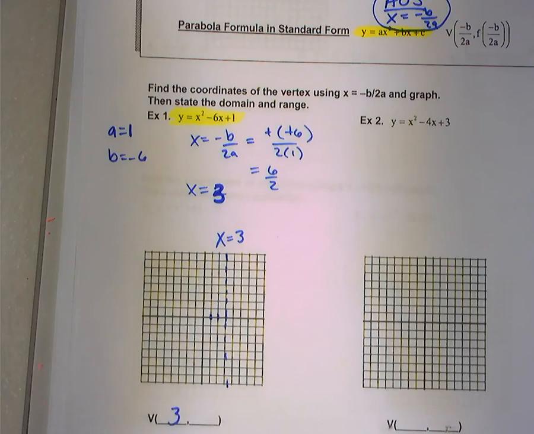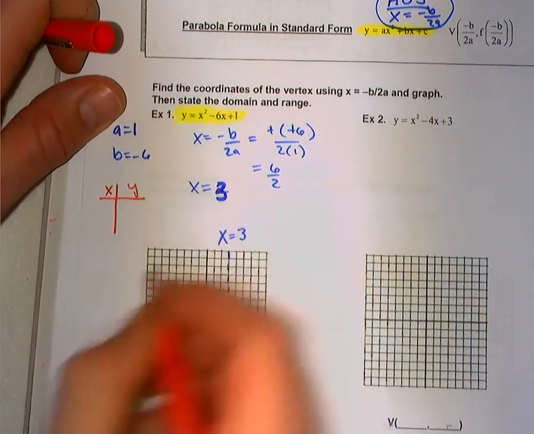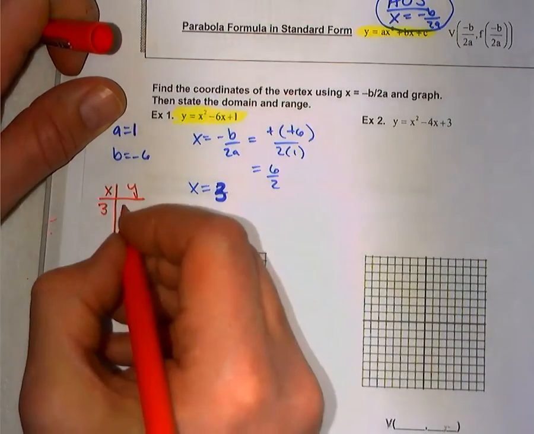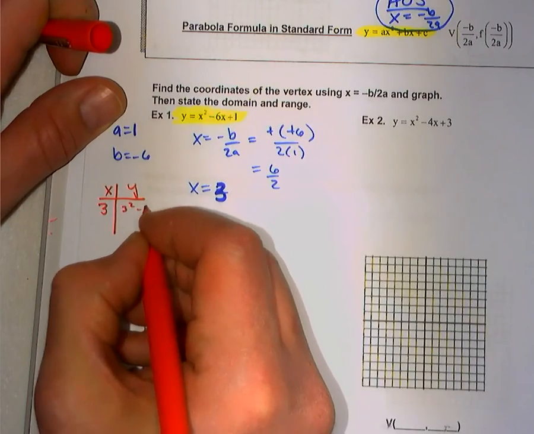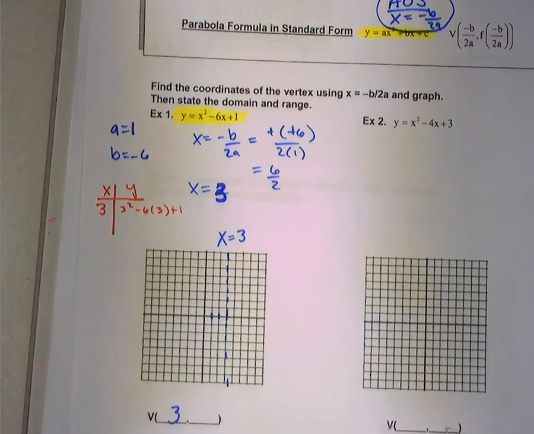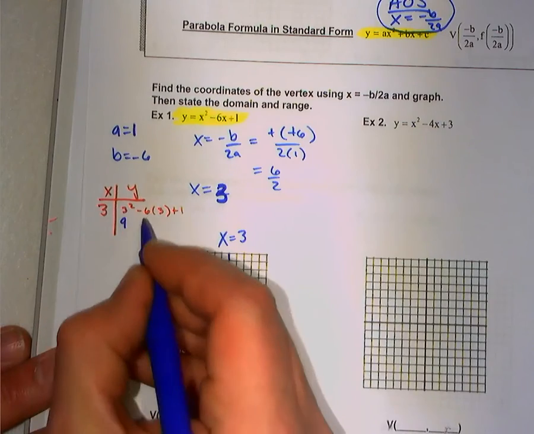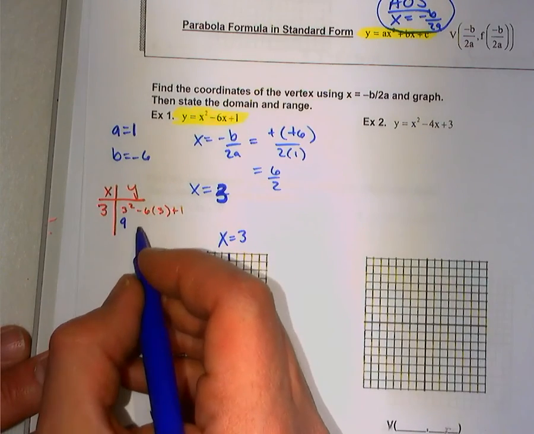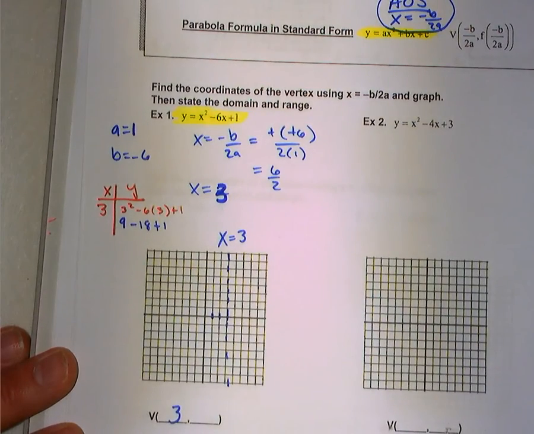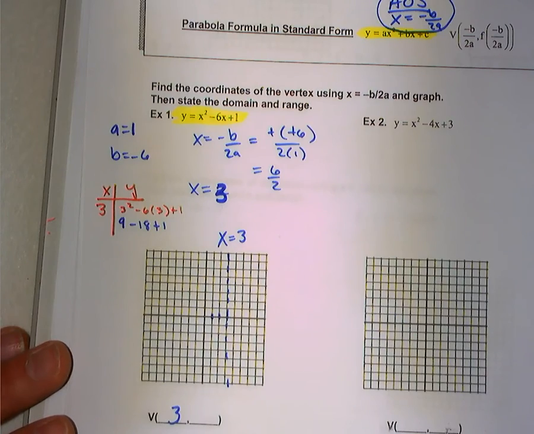Okay, so I'll go off to the side here. If you like using a table, you can use that table. Keep it organized. Here's 3. And now I'm going to do 3 squared minus 6 times 3 and then plus 1. I usually just do that in my head: what's 3 squared? 9. What's negative 6 times 3? Negative 18, and then plus 1. And then we simplify. What's 9 minus 18?